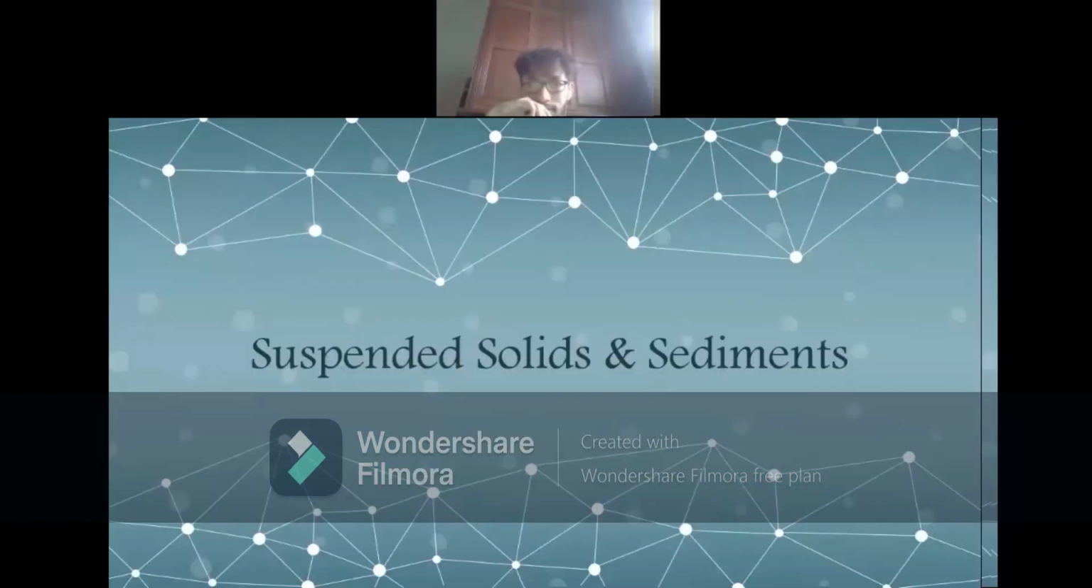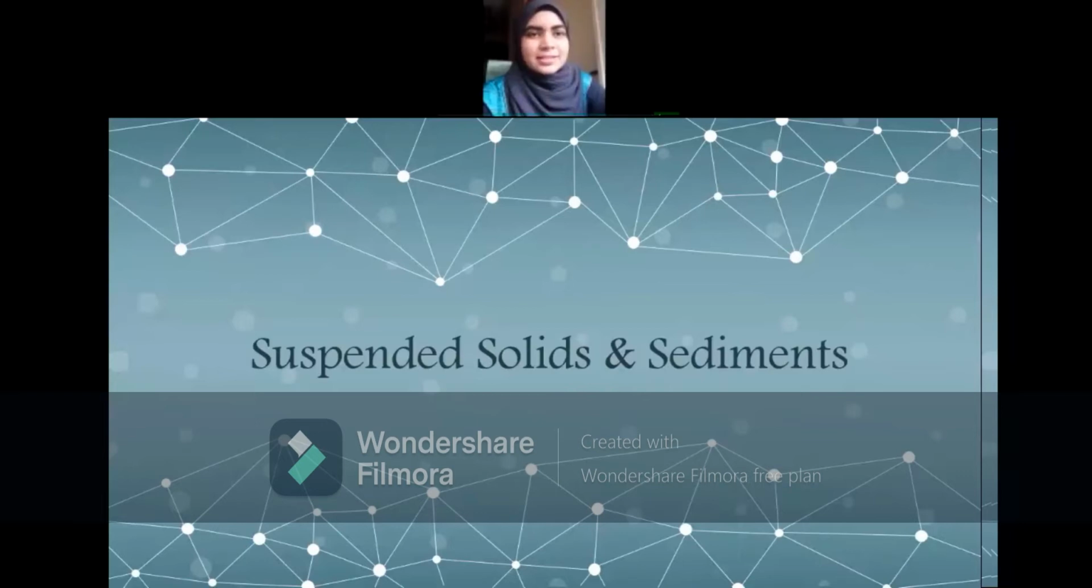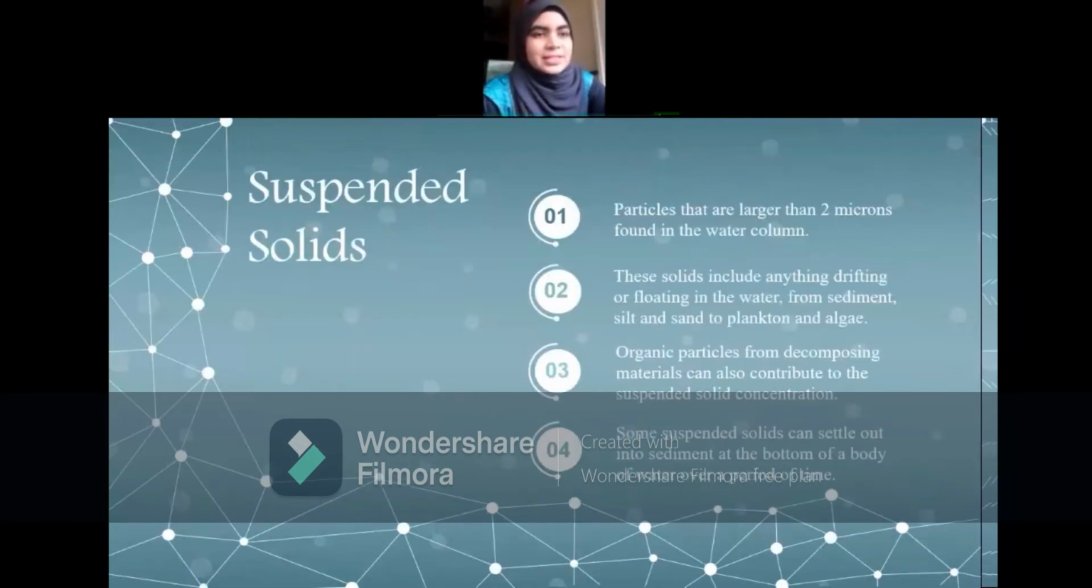Okay, next we move on to the third classification of water pollution, which is suspended solid and sediment. So basically, suspended solid is particles that are larger than 2 microns found in the water column. Anything smaller than 2 micron is considered a dissolved solid. This solid includes anything drifting or floating in the water, from sediment, silt, and sand to plankton and algae.